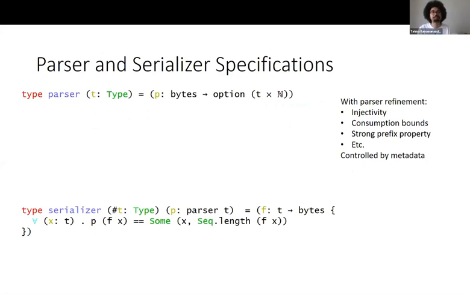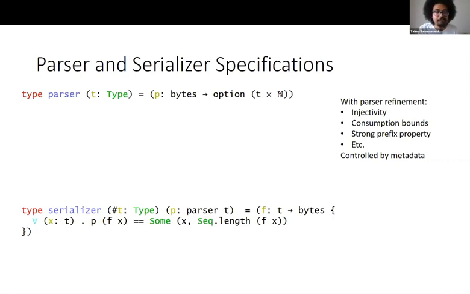I generate the parser and serializer specifications. The parser takes input bytes and returns none if the parser fails, and some high-level data and the number of bytes consumed if it succeeds. And this parser has special properties that we automatically prove: injectivity for malleability, consumption bounds, and whether it has such properties as a strong prefix property, the fact that if a parser succeeds, then it will always succeed independently of the data that follows what you parsed. And this is all controlled by metadata, which I'm shortly presenting.